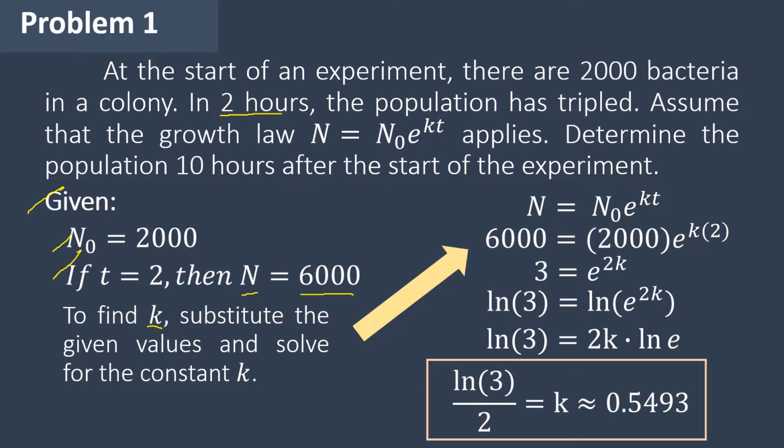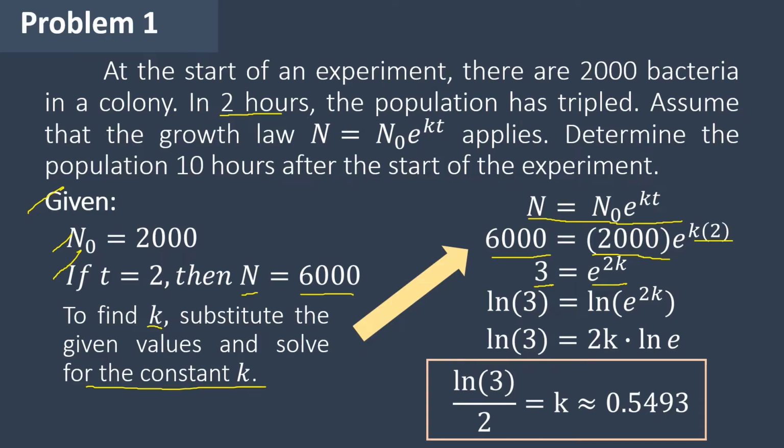To find k, substitute the given values and solve for the constant k. So, same pa rin yung gagamitin natin na formula. N is equal to N sub 0 times e raised to the power of k times t. So, substitute natin yung given. 6,000 is equal to 2,000 times e raised to the power of k times 2. So, given yung 2, which is our value ng t natin. Simplify further, we can divide both sides by 2,000. So, yung 6,000 naging 3 at yung 2,000 naman naging 1. So, ito na yung simplified na form natin. 3 is equal to e raised to the power of 2k.